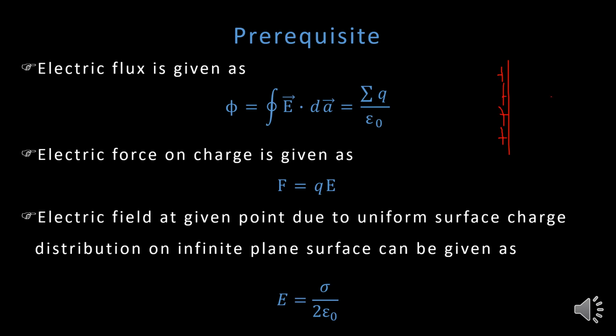And so, if you are on the right side, say at point A, the electric field intensity is sigma by 2 epsilon 0. If you are at point B, electric field intensity is sigma by 2 epsilon 0, but total electric field of the surface is sigma by epsilon 0. So with these prerequisites clear, we can start with today's topic.